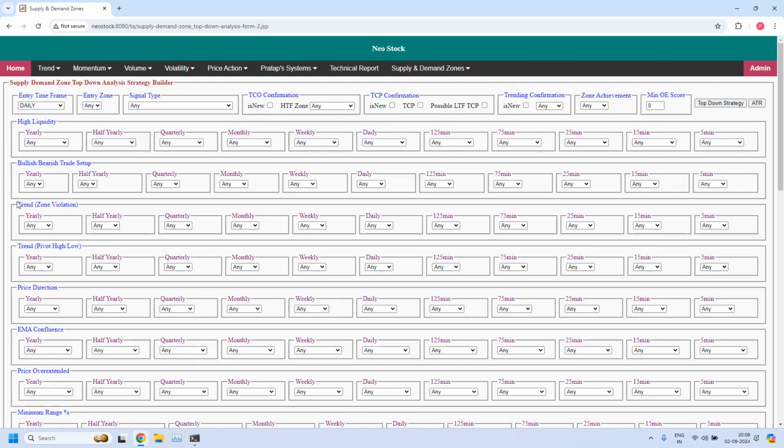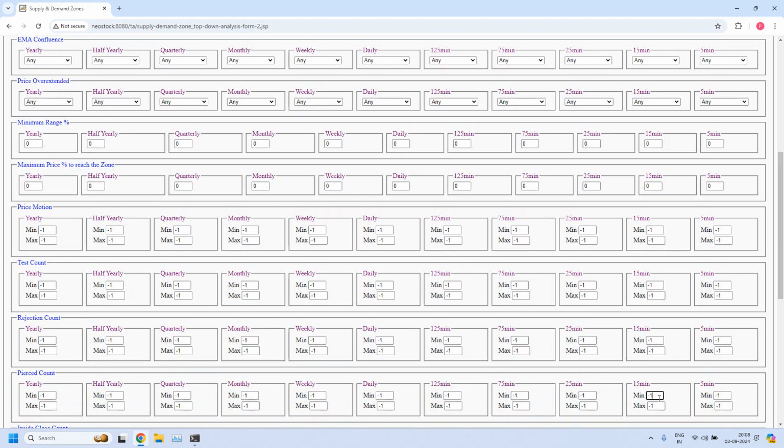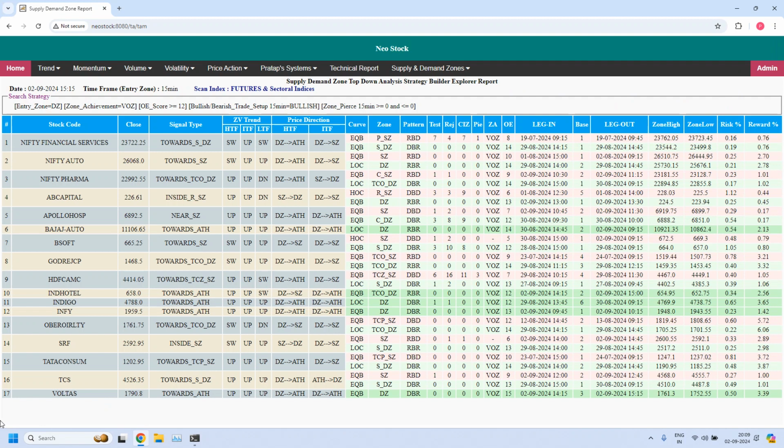So next is a bullish trade setup for daily income trade. Entry time frame is 15 minutes. Entry zone is demand zone. In bullish or bearish trade setup at 15 minutes, I am selecting bullish. The 15 minutes demand zone should not be pierced. So in the pierced count, 15 minutes, minimum value 0, maximum value 0. Zone achievement is a violated opposing zone. Minimum odd enhancer score 12. All the three filters are applied to the 15 minutes demand zone. Now 17 stocks are filtered. These 17 stocks are supporting the bullish trade setup for daily income trade.